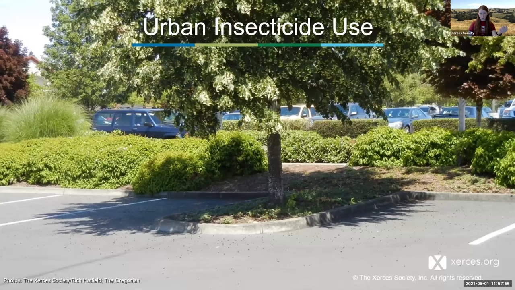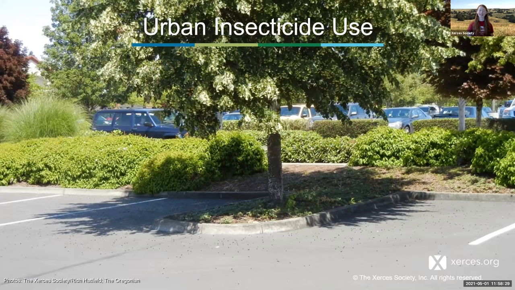But it's not just the agricultural industry, right? We also see pesticide used a lot in our urban spaces. So here's just a typical parking lot that Rich had to deal with out in Wilsonville, Oregon in 2013. It's a parking lot filled with a bunch of linden trees, and they were spraying them with an insecticide because there were a bunch of dewdrops coming down and landing on people's cars, and it wasn't aesthetically pleasing.